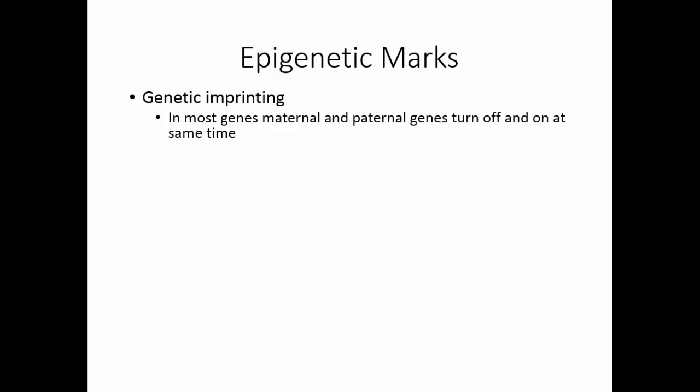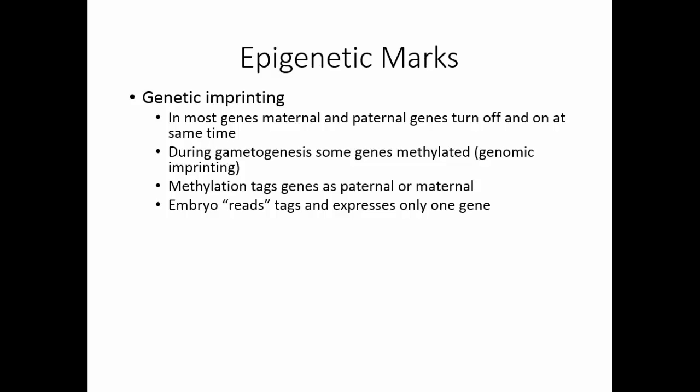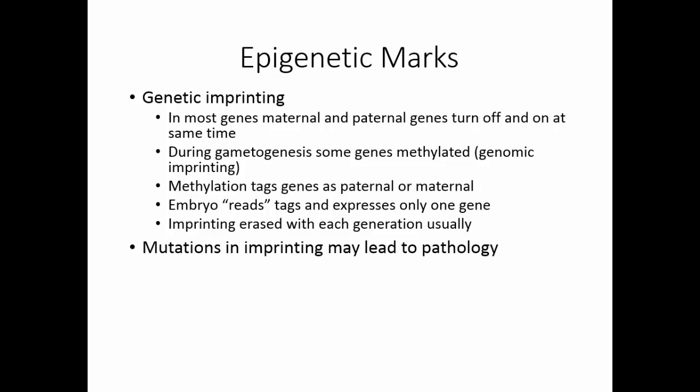In most genes, maternal and paternal genes turn off and on at the same time. It doesn't make any difference which parent you got the gene from. But during gametogenesis, some genes are methylated. This is the genomic imprint. These methylation tags tell the embryo whether they're from the mother or the father. The embryo reads the tags and will express only one gene. Imprinting is erased with each generation, usually, so that your imprinting is not passed on to your offspring.